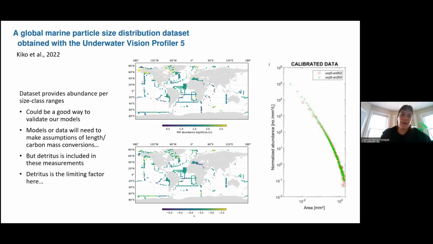But again, here, all particles are included, also the detrital particles. I don't know exactly what is the contribution of the detrital particles to total plankton biomass within the size range in the surface ocean, but it should be taken into account. And so yeah, it's a very nice data set, but if we want to use it in our models, we might need to resolve a bit better the detrital particle size distribution.